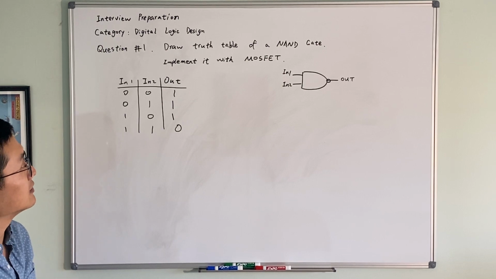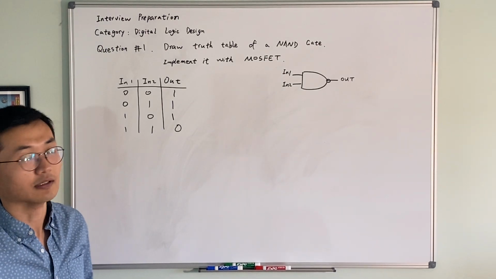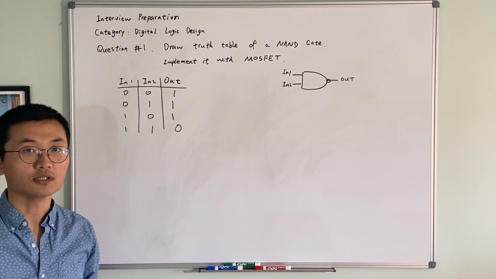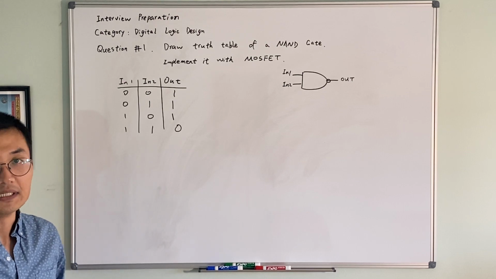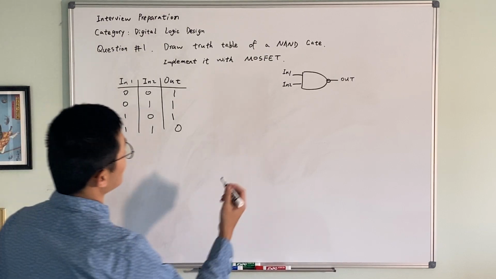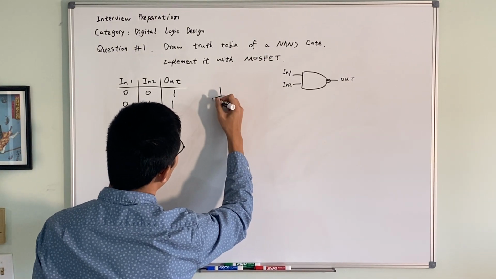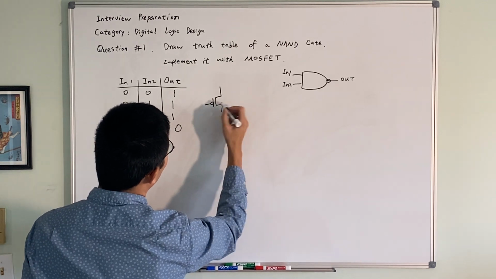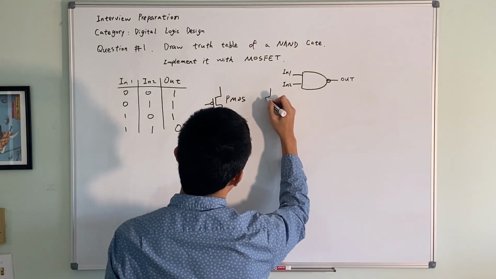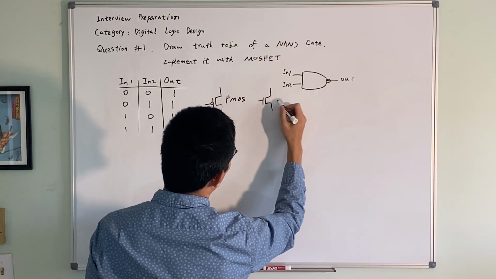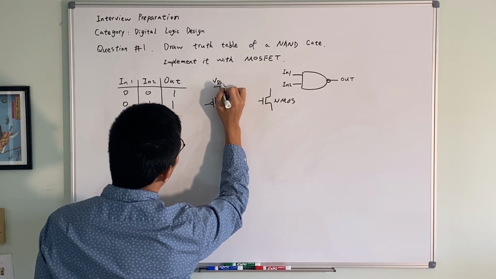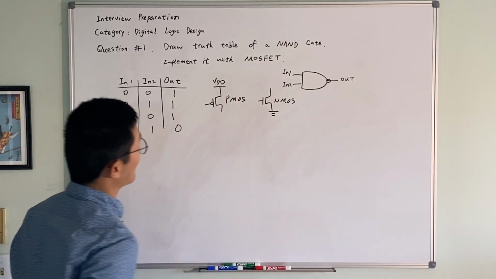So the idea here is that you don't want to memorize this. You want to have an understanding of how the MOSFET circuit works at the basic level, and try to reconstruct this truth table with the MOSFET. So let's use the symbol with a bubble here to represent the PMOS. And let's use this symbol to represent the NMOS. So typically the PMOS connects to the VDD and the NMOS connects to the ground.